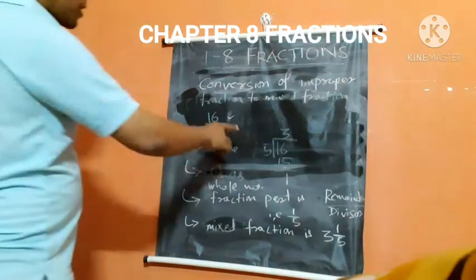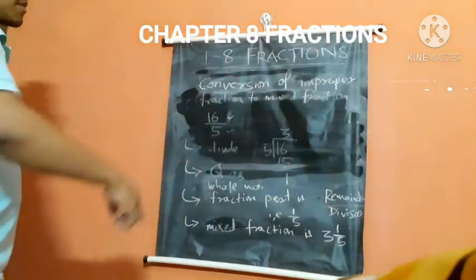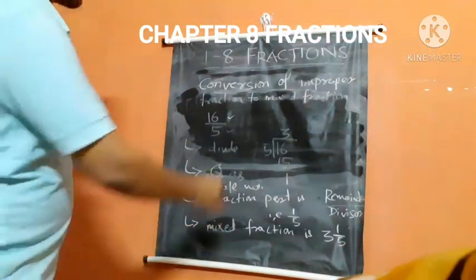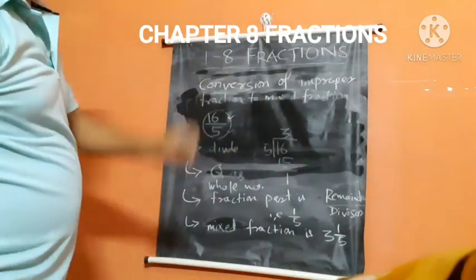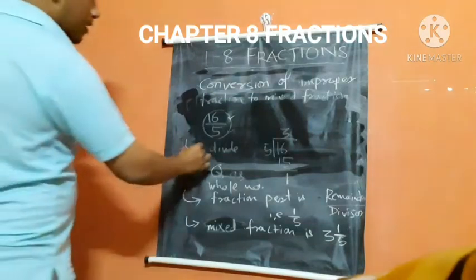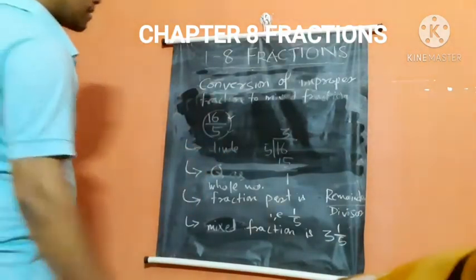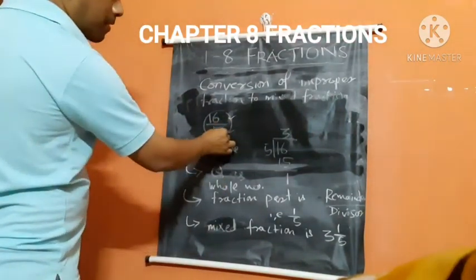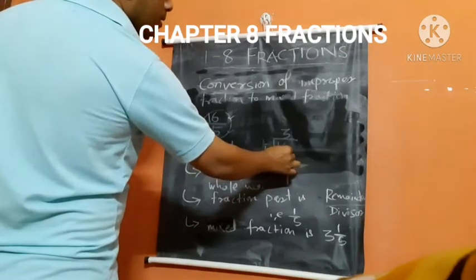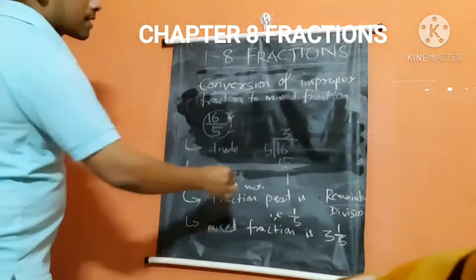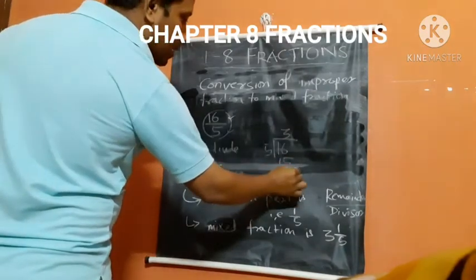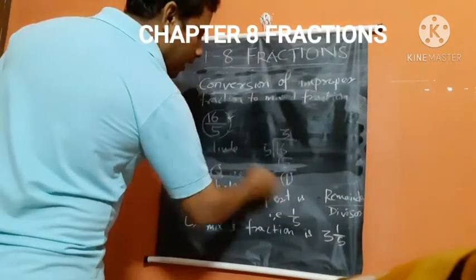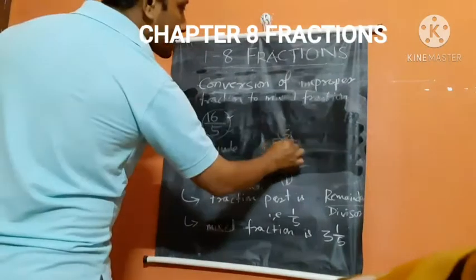So now we will convert an improper fraction into a mixed fraction. This is the improper fraction 16 by 5. We have to convert it into a mixed fraction. Step 1: we divide 16 by 5. 5 into 3 is equal to 15, and the remainder we got is 1. The quotient we got is 3.